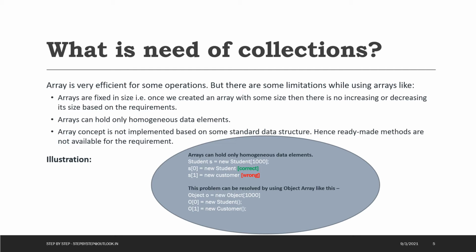But the third one is important and the first one is important because there is no workaround for the first one, of increasing and decreasing the size, and the third one, that there is no ready-made method support available for array.